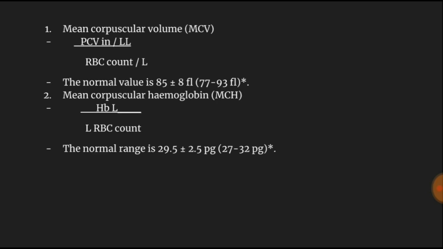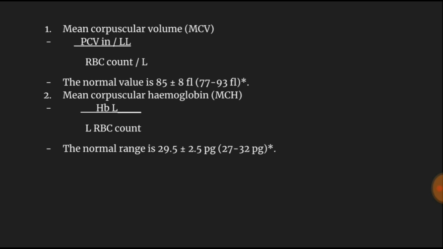So the method used to calculate the mean corpuscular volume, or the volume of the cells of RBC, is PCV per liter, that is packed cell volume, divided by the RBC count in a liter of blood. Then the normal value of MCV, that is mean corpuscular volume, is 85 plus or minus 8 femtoliter, or a range of 77 to 93 femtoliter.